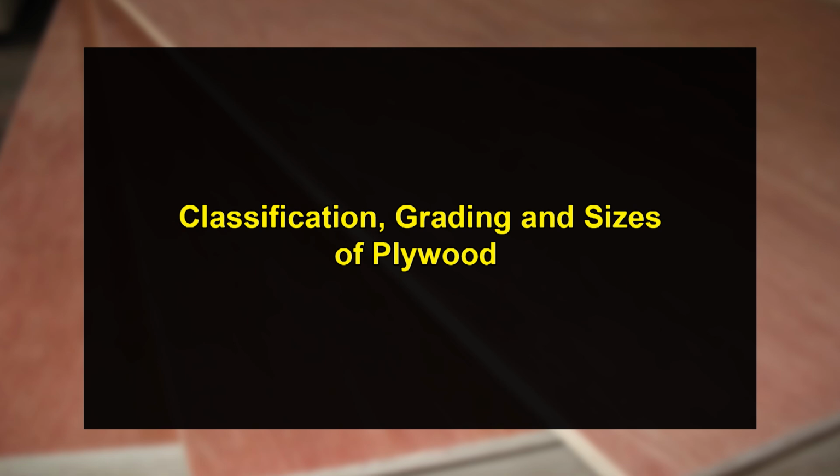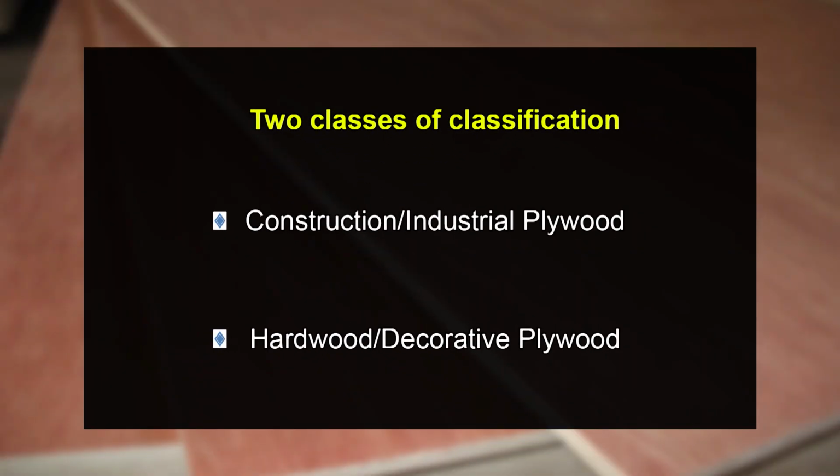As we continue our journey through the world of plywood, let us know about plywood classification, grading, and sizes. In general, there are two classifications of plywood, both of which have their own grading system. The two classes are construction or industrial and hardwood or decorative plywoods. Those plywoods that are included in the construction or industrial classification are used for their strength.